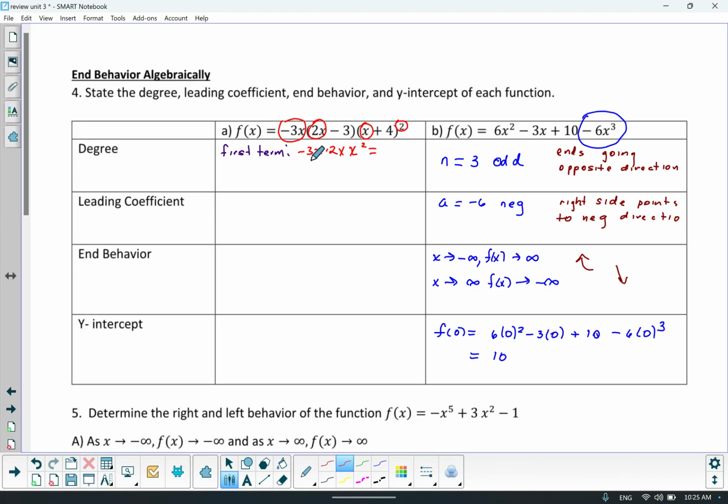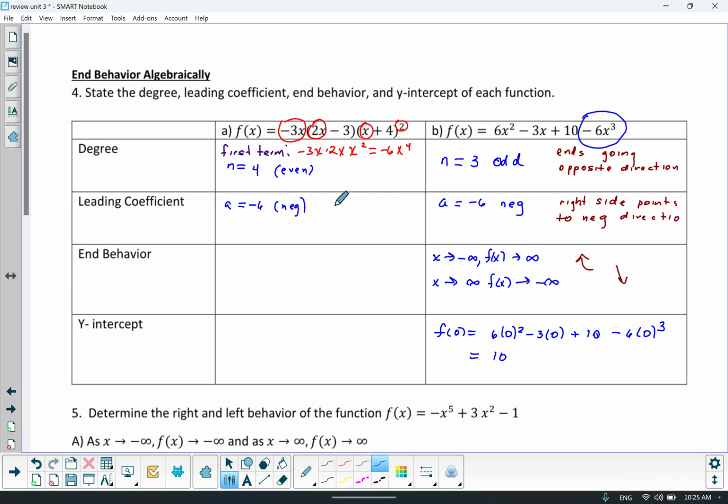Now you multiply it out. Negative 3 times 2 is negative 6. X times x squared is x to the 4th. Okay, so now I know that my degree is going to be 4, and my leading coefficient, that's what's attached to the x to the 4th, is negative 6. Well, 4 is an even number, so this function has an even degree, and the leading coefficient is negative.